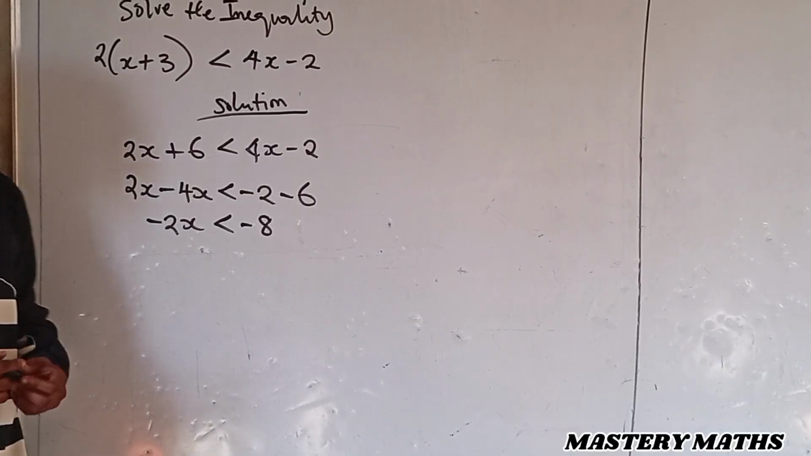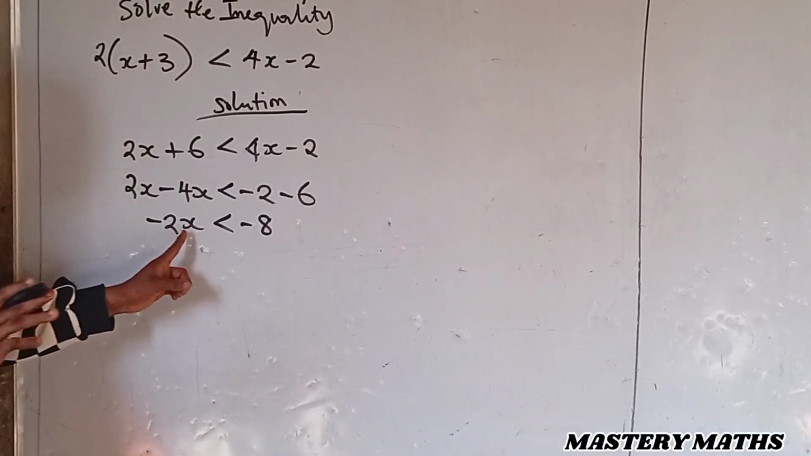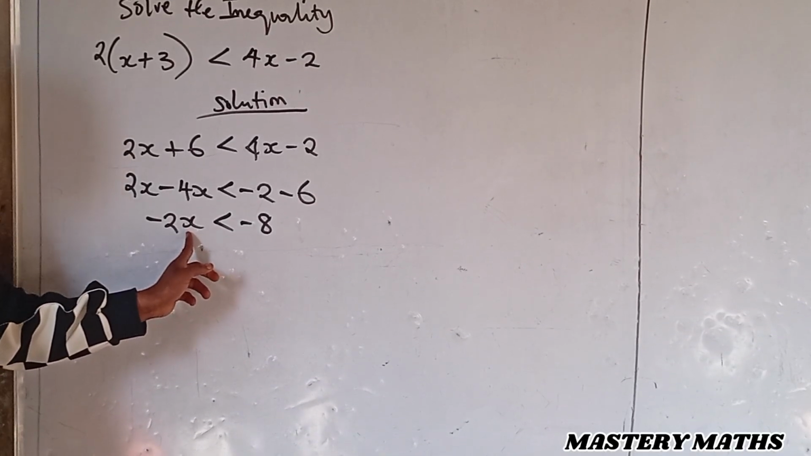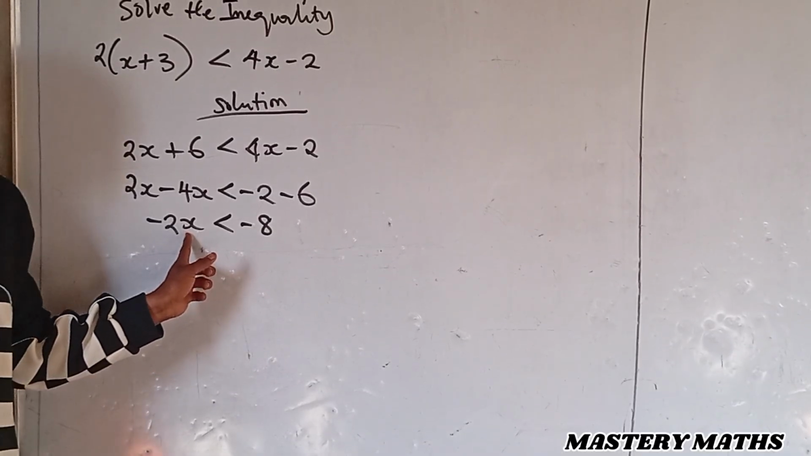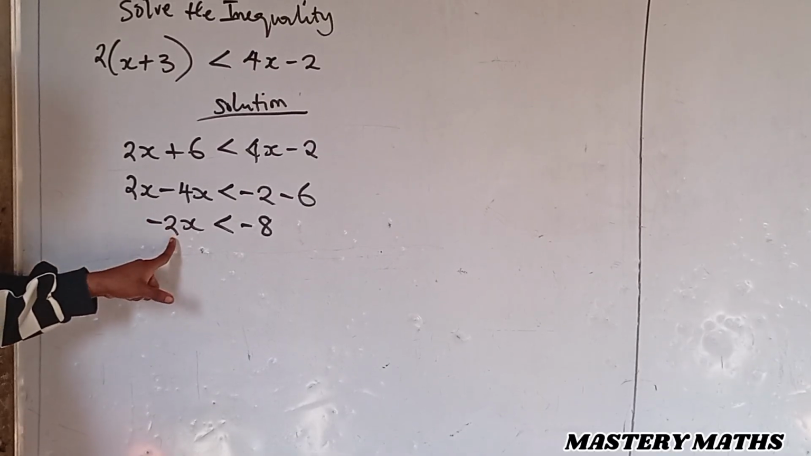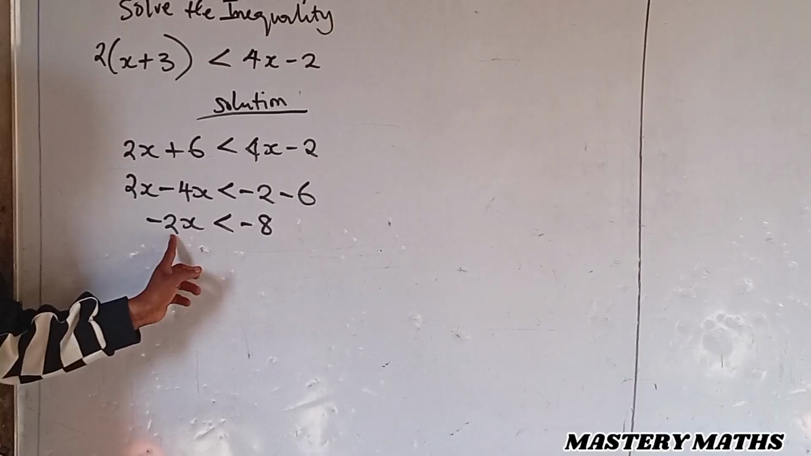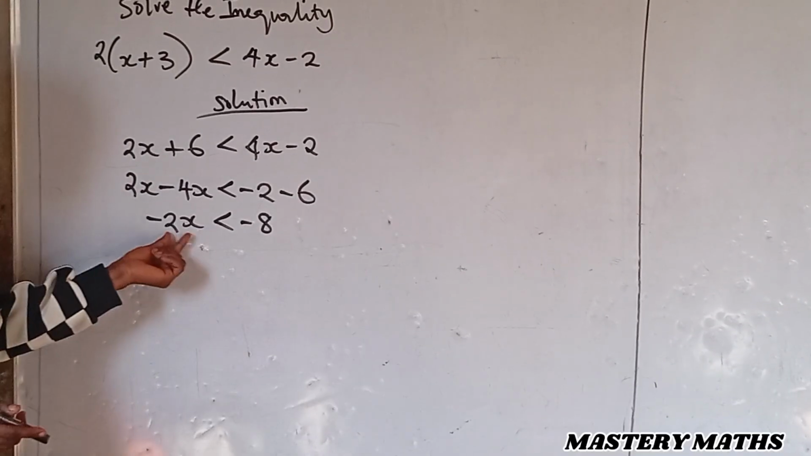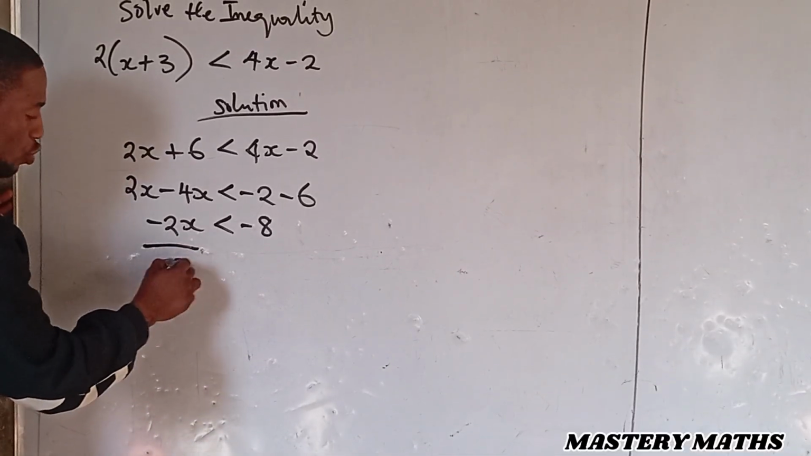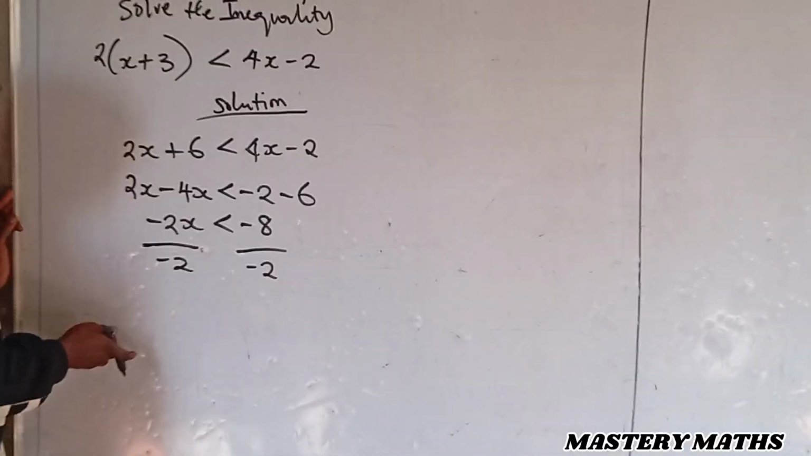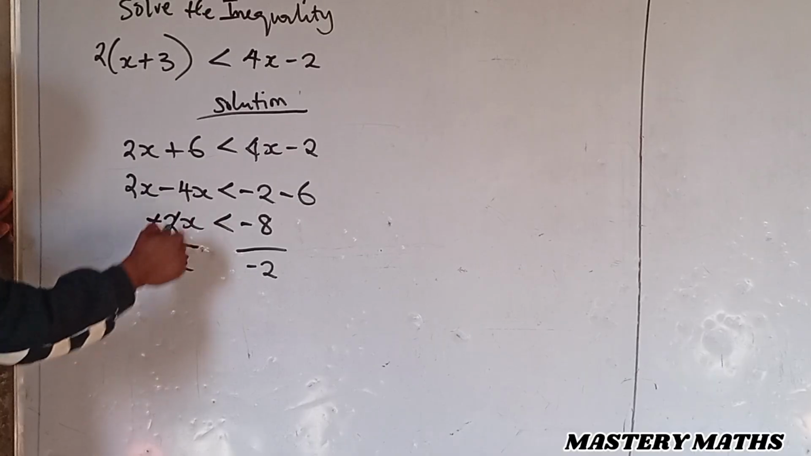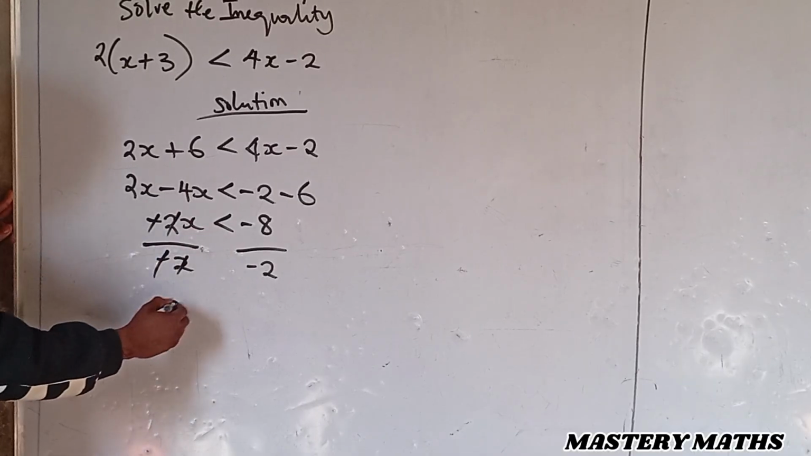Now what should I do? Remember, we are looking for x. We are solving for x. Now how do we solve for x? We want x to be alone. So in order for this x to be alone, we need to remove the coefficient attached to it. So what we need to do, we divide both sides by minus 2, so that the x will be alone. So dividing both sides by minus 2, minus 2. Now let's divide. Minus cancels minus, 2 cancels 2. We have your x remaining.